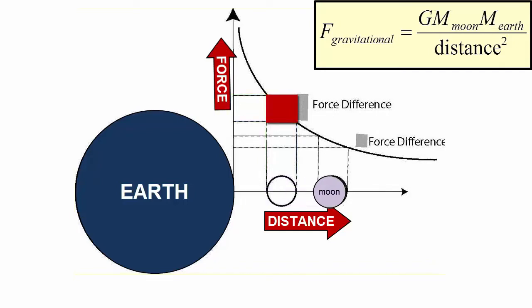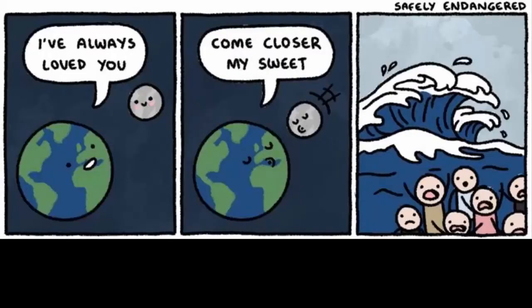When we move the Moon further away, we see that the near side force and far side force vary less. The force differential is smaller, so the tides would be smaller. This cartoon says the same thing in a much more clever way.